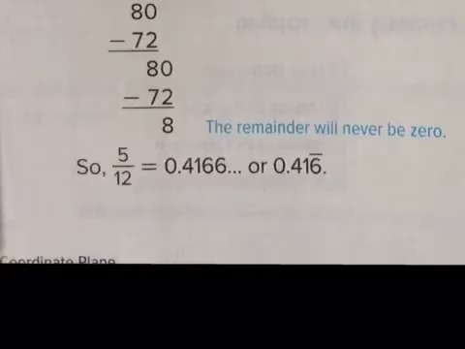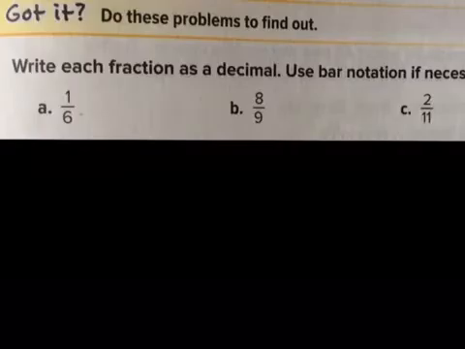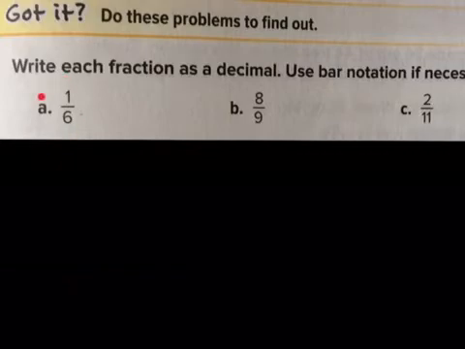And now you can see that 5 over 12 is a decimal with a repeating 6, so we put the bar notation over the 6. Okay, for a lot of you this will be a review where you have to convert these fractions into decimals. So go ahead, pause the video and try it now.